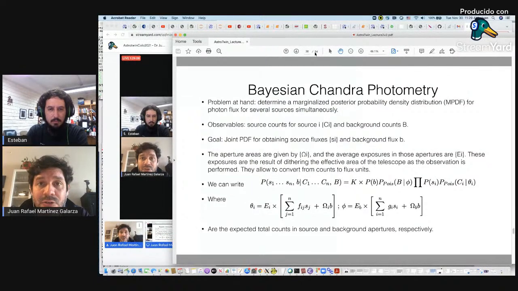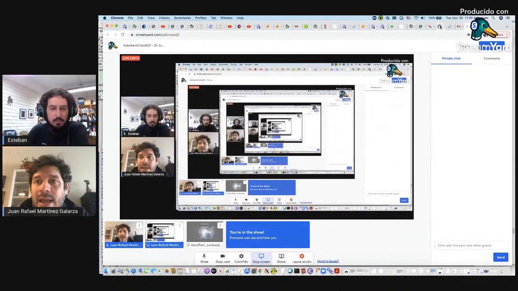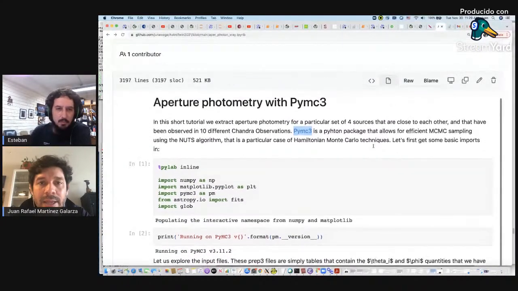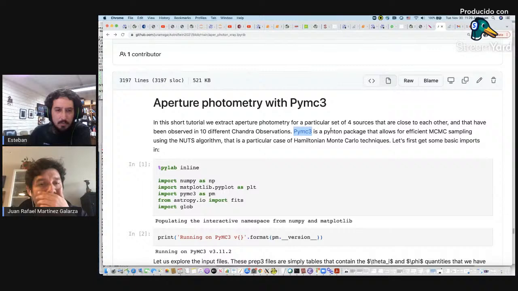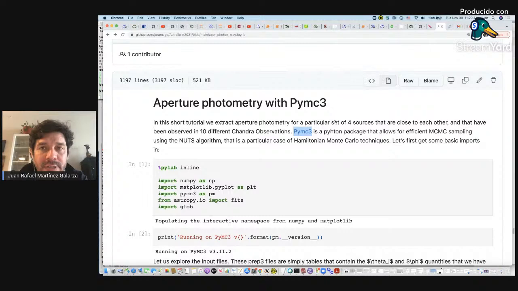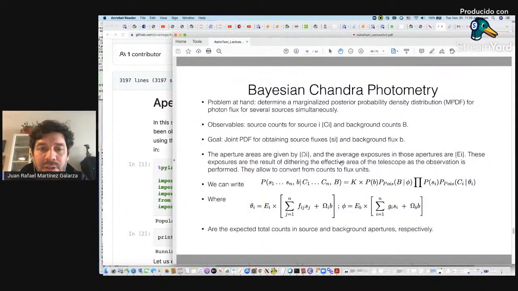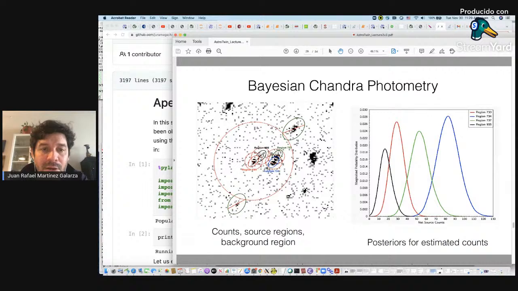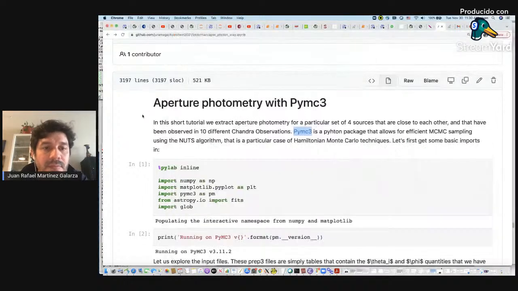So in order to do that, I have shared earlier today, and I believe you have, that IPython notebook where I will be implementing this little exercise based on Chandra data. This is actual real Chandra data. It's a situation very similar to the one I was showing you in this slide, where you have basically a number of sources that are close together, and you're going to try to measure how much flux is coming from each of them.